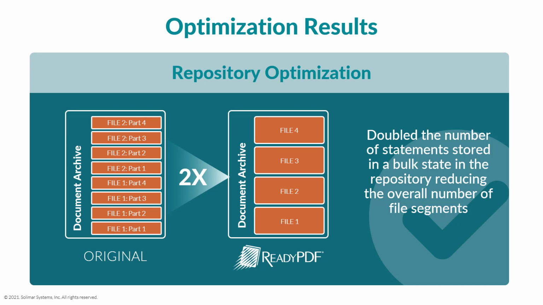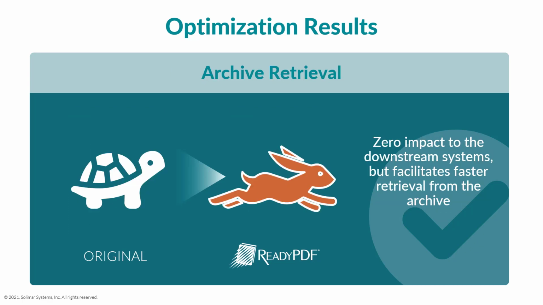so they can run more statements and files in each batch so they don't need to store as many file segments in their archive. Overall, this then saves on processing times and storage costs, along with improving document retrieval time from their archive.